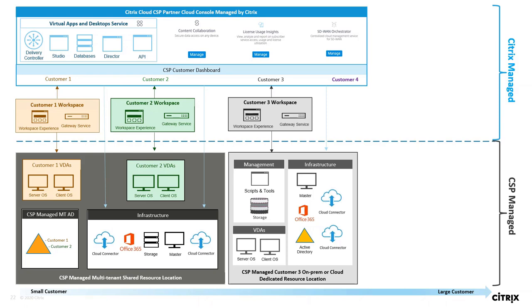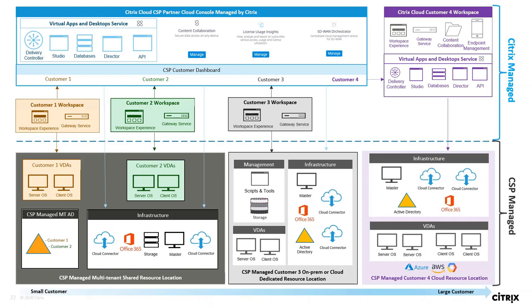And then for the last scenario with customer four, this represents a larger customer where you decided to spin up their own single-tenant instance of the CVAD service. So this is where you will be isolating and managing their delivery groups and machine catalogs in their own instance of Studio, right? And the point of the reference architecture is that you can mix and match all three of these scenarios, whatever works best for you and your customer scenario.